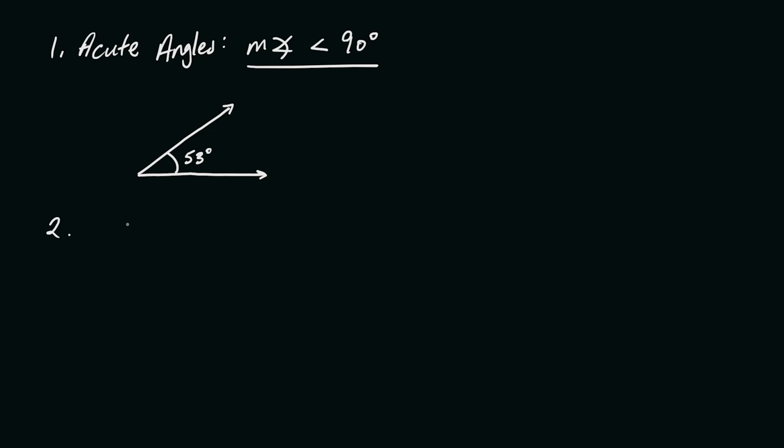For our second type of angle, we have right angles. Right angles, on the other hand, are always fixed at a certain degree, and the way we signify this is by drawing this thing right here. It looks like a square, a box, right? It just means that the measure is 90 degrees.